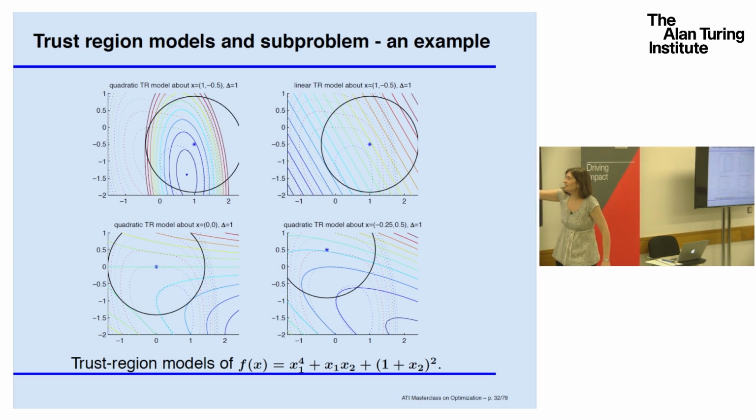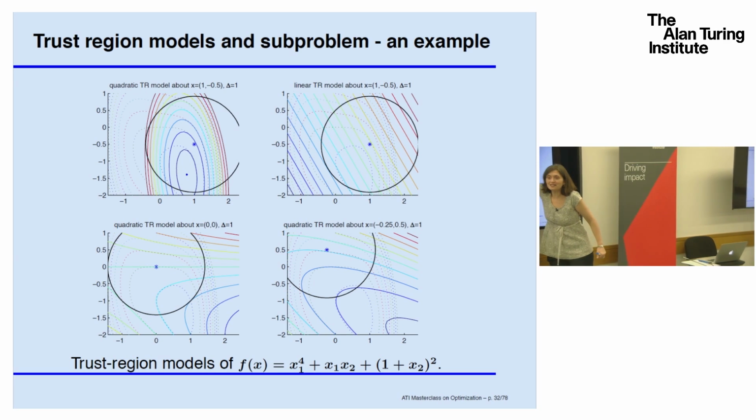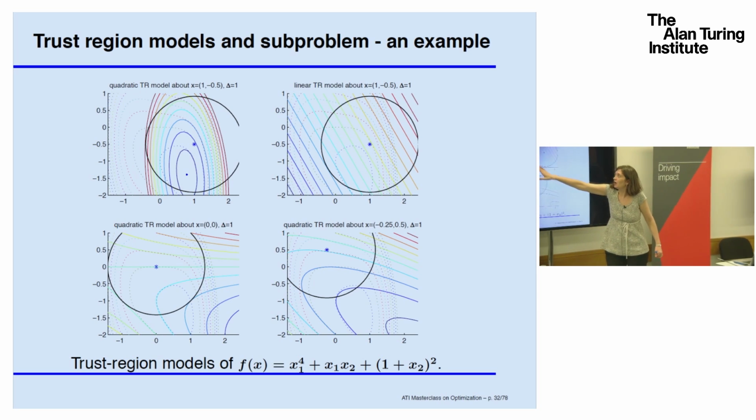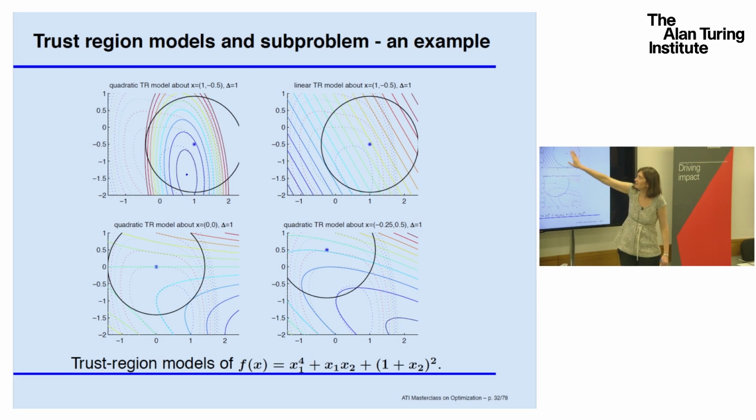So you can take the Newton step if that Newton step is inside my trust region. Then, OK, I can have a linear local Taylor model, and then you can see that, of course, the linear model is always unbounded below, so the minimizer is always on the boundary of the trust region constraint.